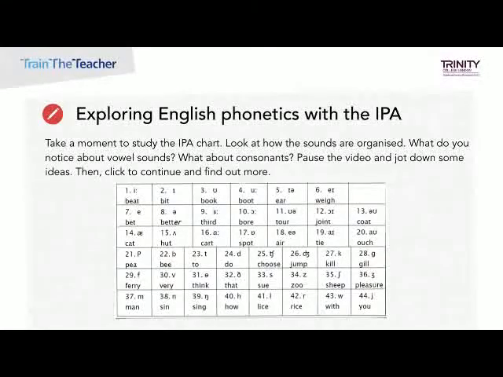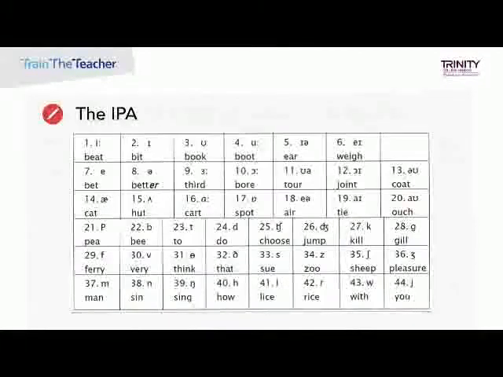So there's some of the background, but now let's look at the IPA in a little bit more detail, understand how it's organized, and what you notice about vowel sounds, about consonants. So take a look at the chart. Study it for a while, pause the video, and if necessary, jot down any ideas or thoughts that you have. When you're ready, click to continue and find out more. But here's a larger version for you to look at while you're thinking.